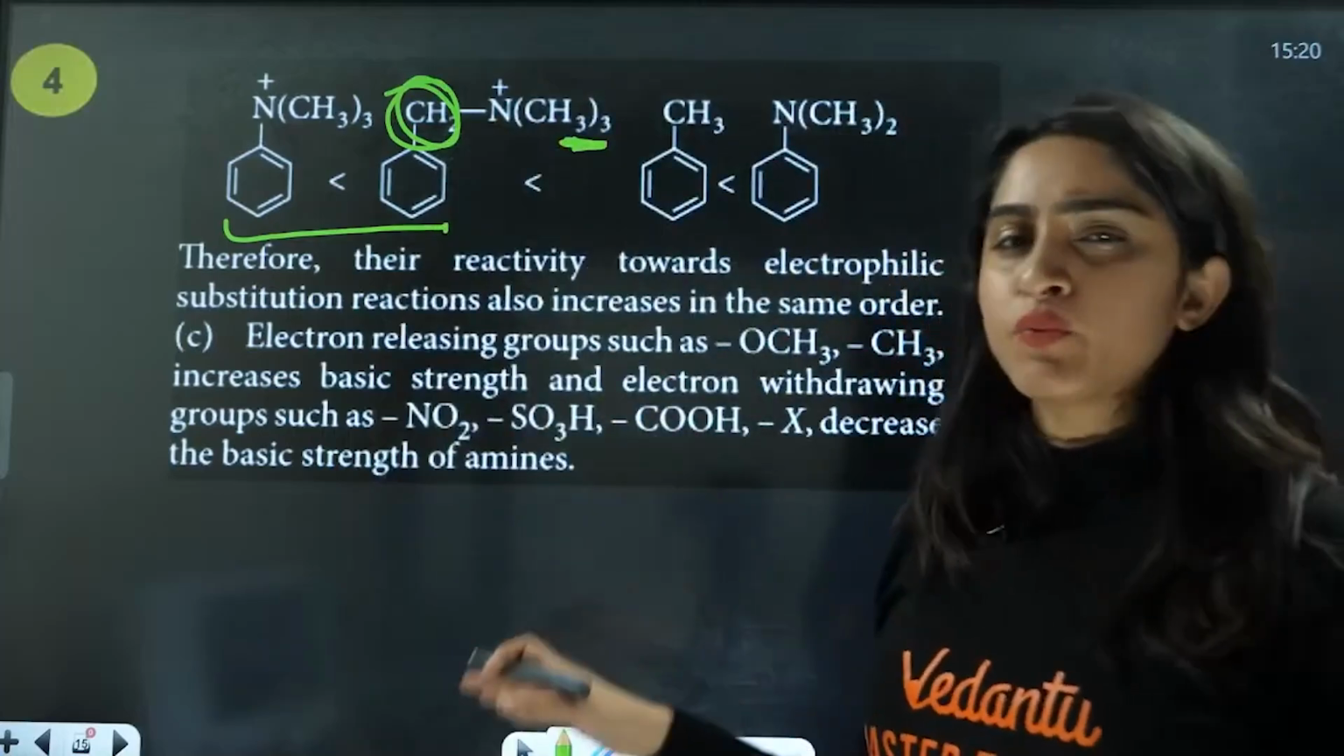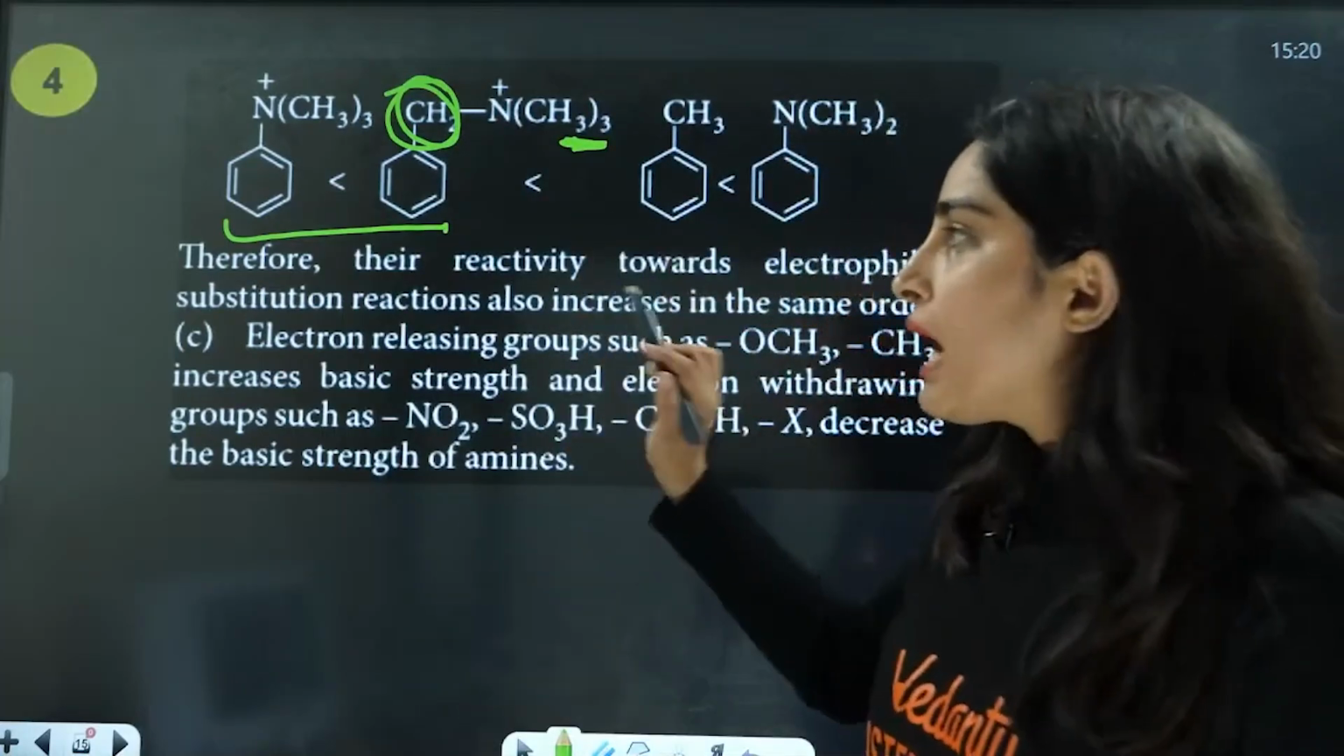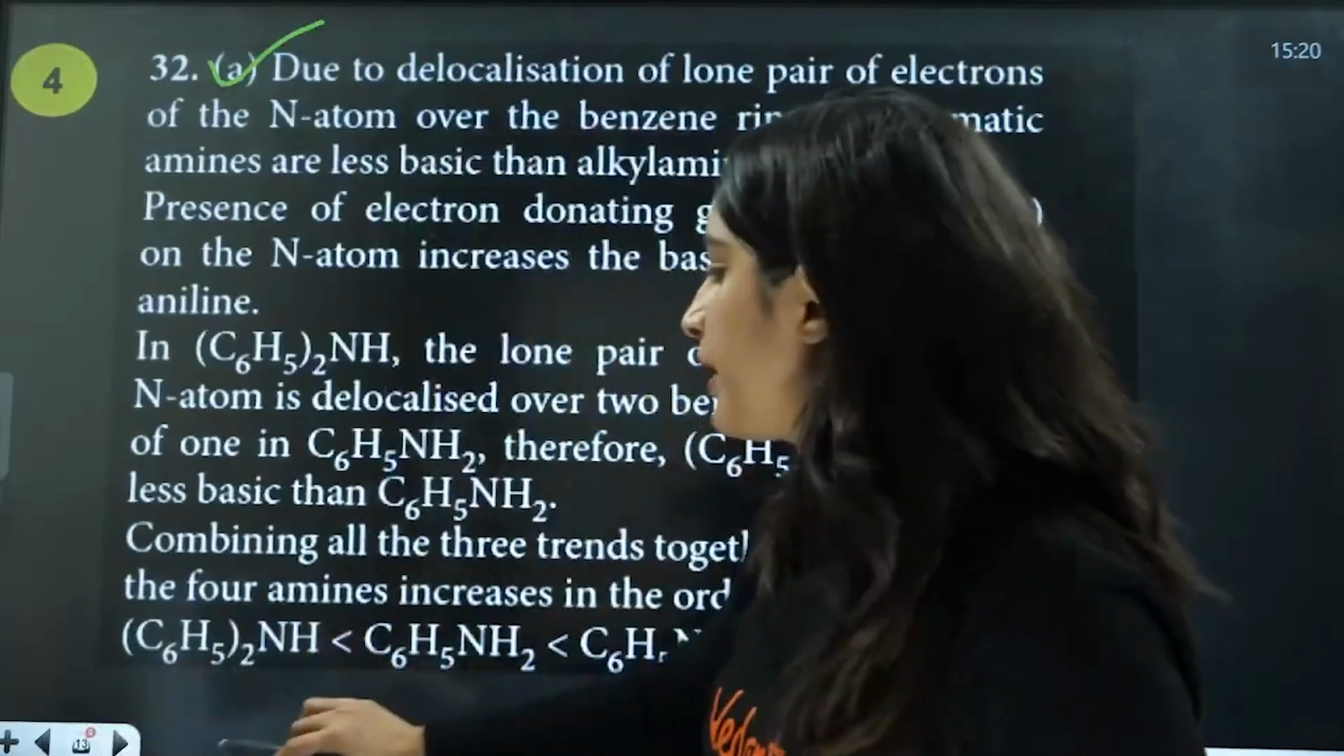Yes, it is having more electron density, maybe 1 to 1.5 hour. After these questions, we will do MCQs here. Understood? Now, next question we have.